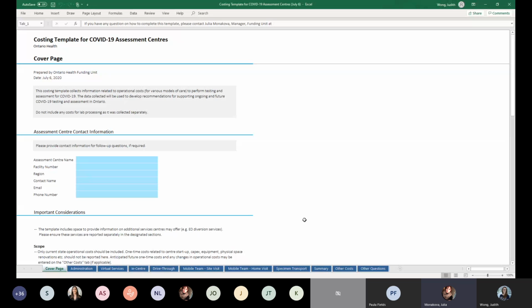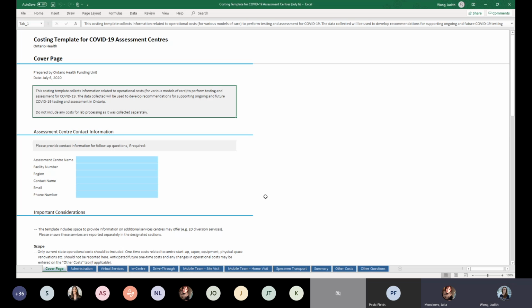So please exclude all of the lab processing and transportation cost for the lab specimens from this particular template. We are collecting this information in another stream of work that we're currently doing. So don't include any lab associated cost for processing the specimen and follow up in this template. We're looking at that. The cost per visit will be complete. It's just not in this template.